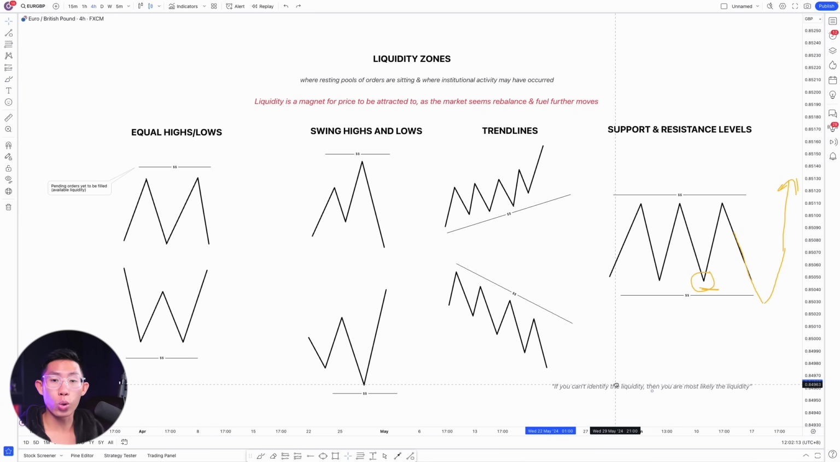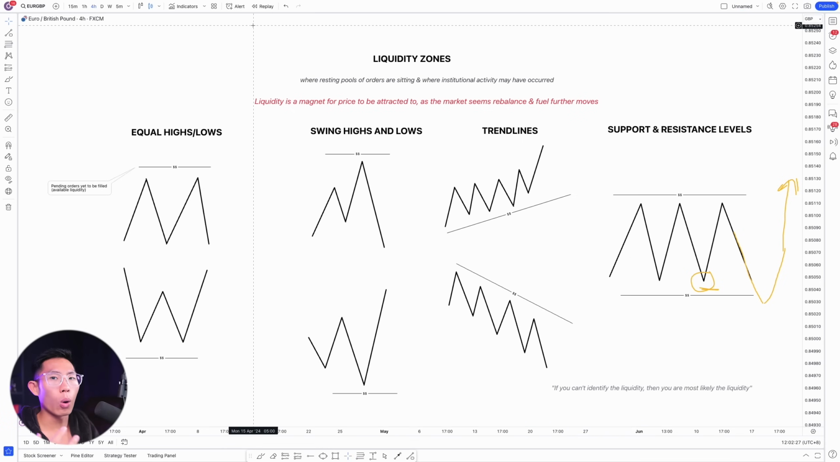And that is when this quote comes in. If you can't identify the liquidity, then you are most likely the liquidity. Now let's go on to the charts and actually apply whatever we have learned so far about liquidity and see how all this works on the charts.